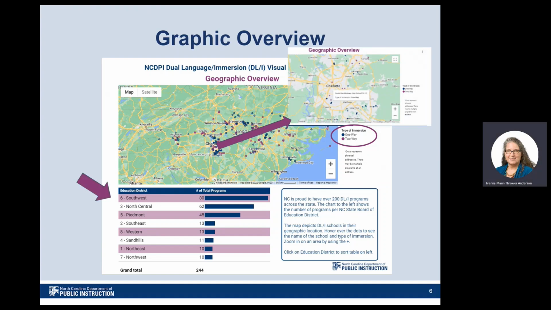At the bottom of the screen, you'll find a table listing the 8 NC State Board of Education, or SBE districts, also called regions, and the numbers of DLI programs within each. You can sort this table by number, high to low, and by regions.